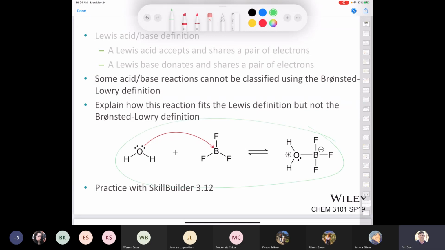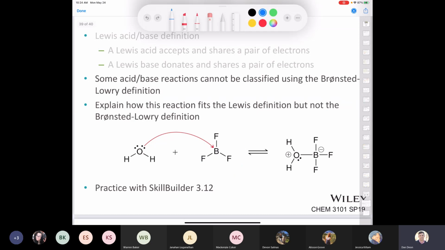Take a look at this reaction here. This is an acid-base reaction, right? We have our water, which is acting as a base here. Is it accepting a proton? No. I don't see it accepting a proton over here. I don't see a hydronium. This is our acid. According to Bronsted-Lowry, is the boron trifluoride acting as an acid? Is it donating a proton? No, I don't see it giving up a proton.